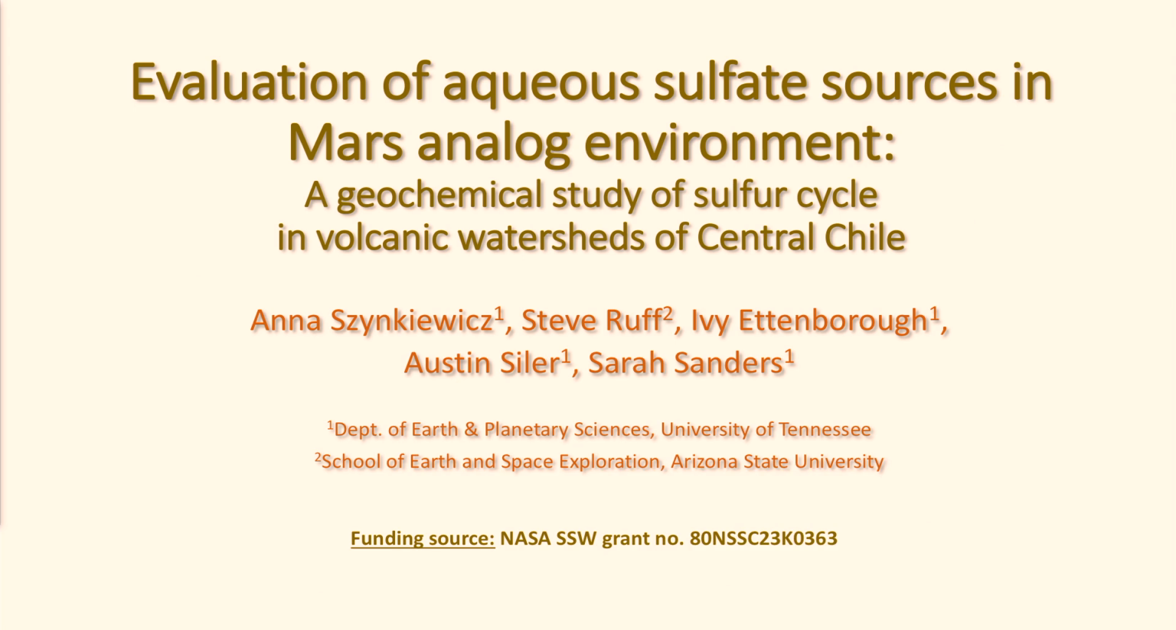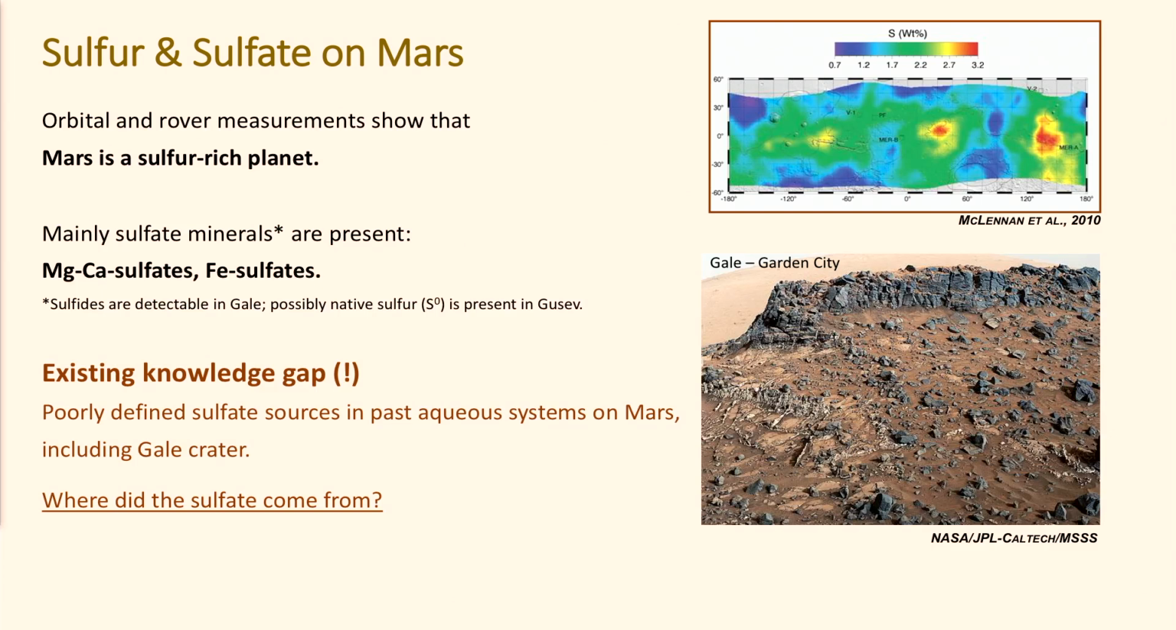Okay, so previous speakers nicely summarized what we know about sulfide occurrences on Mars. It's everywhere, it's a sulfur-rich planet, and secondary sulfides especially are abundant on the Martian surface. But we still have a poor understanding of what the sulfide sources in past aqueous systems were on Mars, including Gale crater. And the main remaining question that we don't have a good answer to yet is where did the sulfide come from?